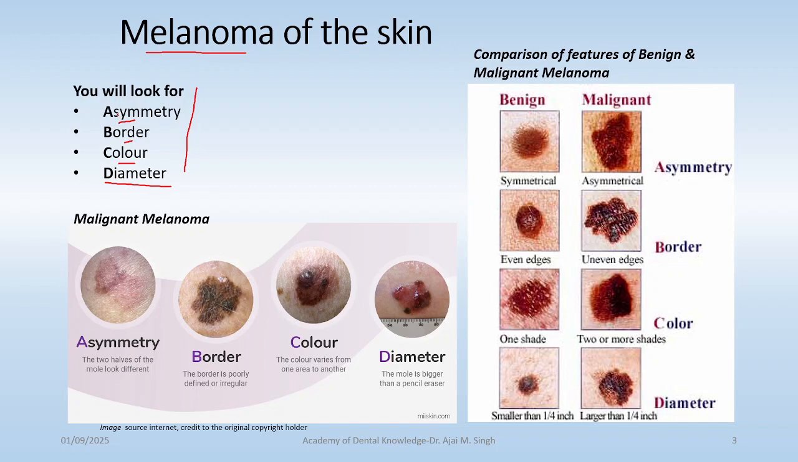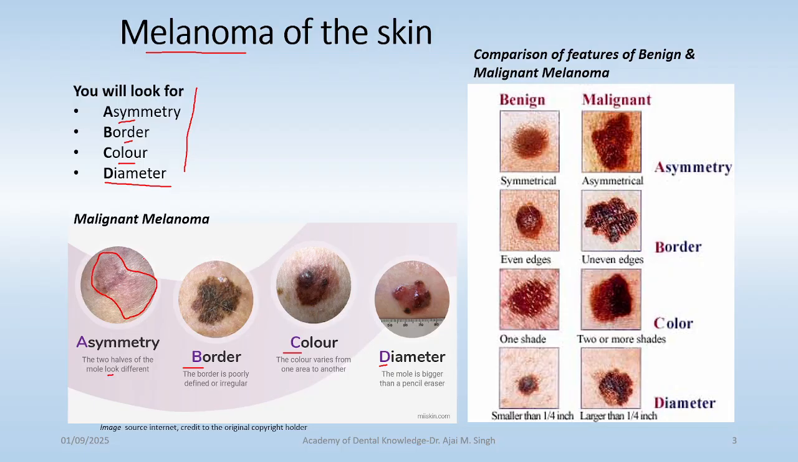A for asymmetry. In this part, you are looking at the features of melanoma of the skin. Look here, A, B, C, and D. This is the lesion. I am outlining it broadly. A means asymmetric. The two halves of the mole look different.